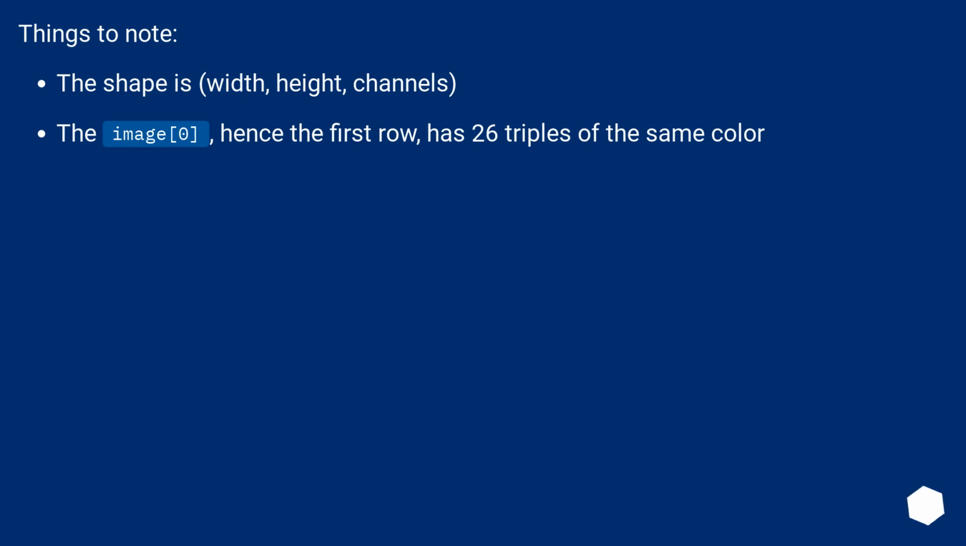Things to note: the shape is width, height, channels. The image at index 0, hence the first row, has 26 triples of the same color.